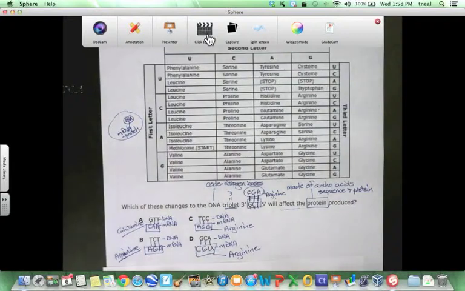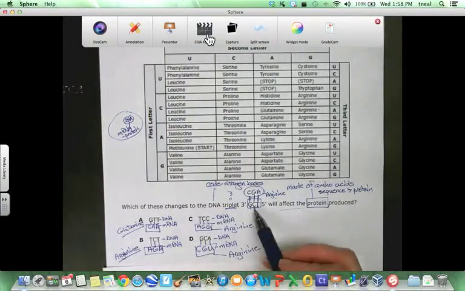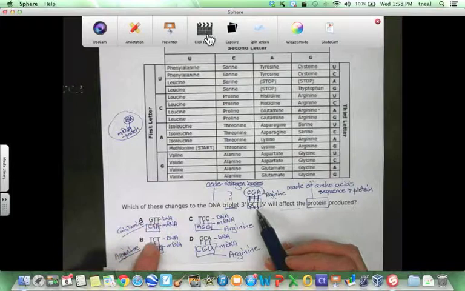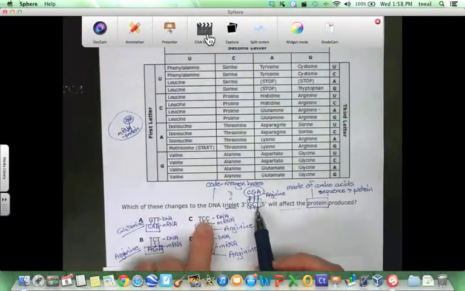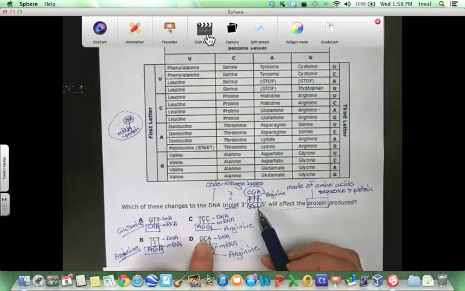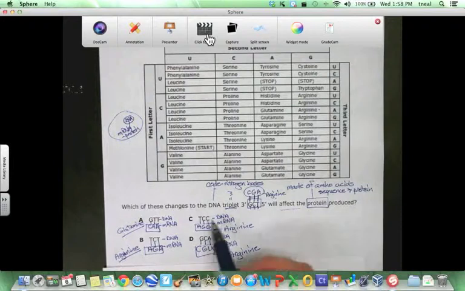So now I want to look back up to my question. Which of these changes to the DNA triplet? My original triplet was GCT. This said GTT, that's a change. This says TCT, that's a change. This says TCC, again, that is a change. And GCA. All of these are changes in that DNA triplet.